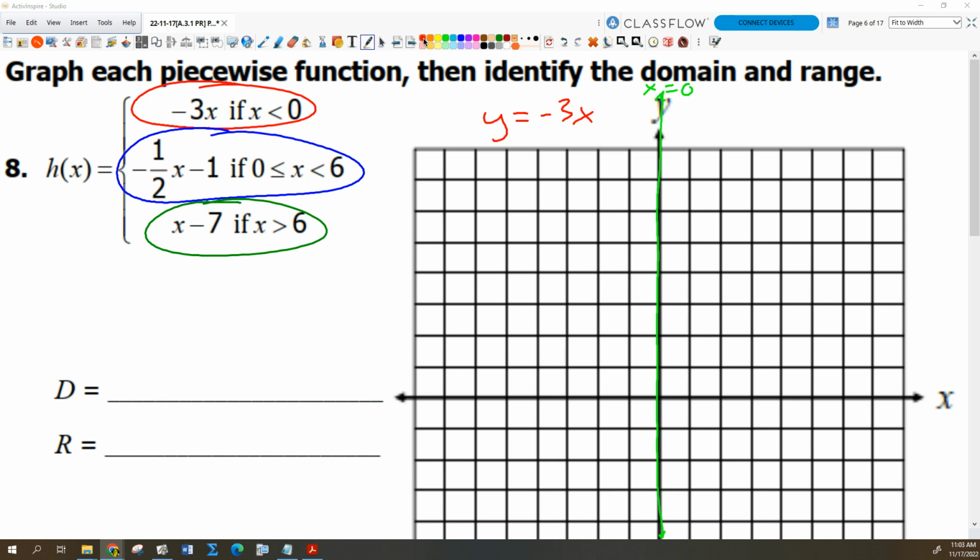Where's our other boundary line? Everybody agree at 6? 6 is the other place where we're going to jump between pieces. Okay, so over here at 6, 1, 2, 3, 4, 5, 6, we've got another boundary line. In the middle is going to be the blue piece. So we'll just look at what is that function. Well, there it is. It tells us right there. Y equals negative 1/2 x minus 1. And then to the right of 6, we're down to the green piece of the piecewise function, which is the line y equals x minus 7.